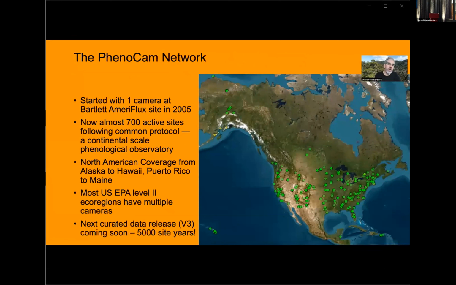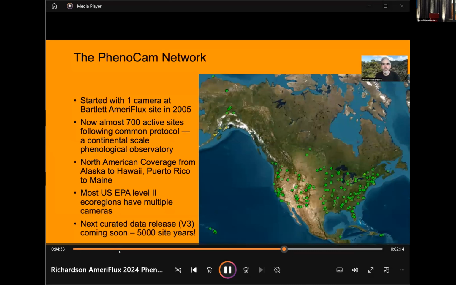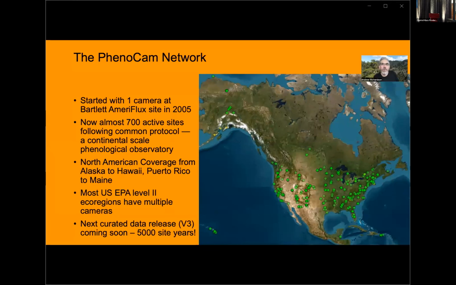North American coverage goes from Alaska to Hawaii and from Puerto Rico to Maine, with most EPA level 2 ecoregions having multiple cameras in them. And we're planning on the next curated data release, version 3 of the PhenoCam data set, coming soon. It's going to have about 5,000 site years of data and imagery.